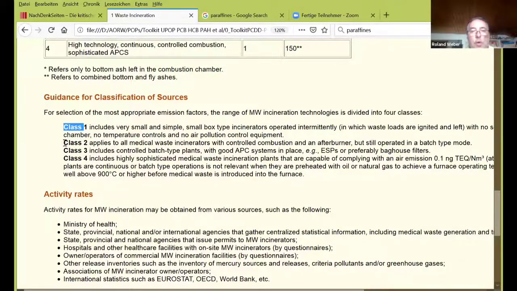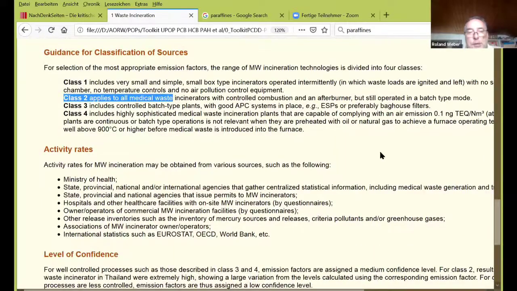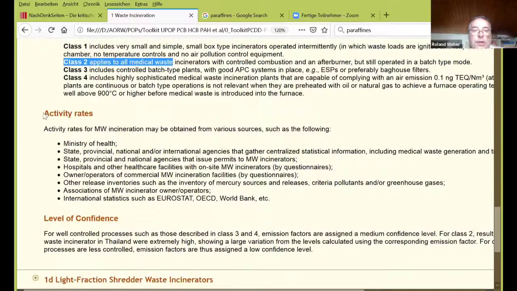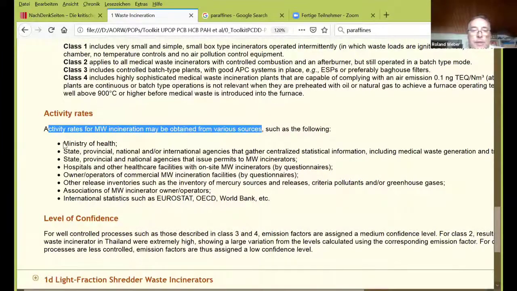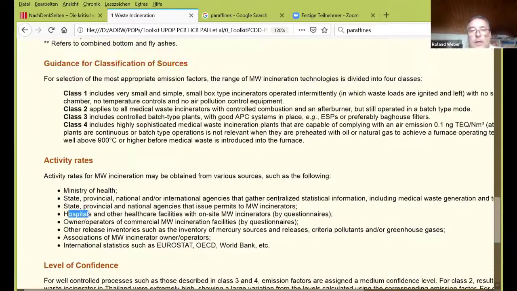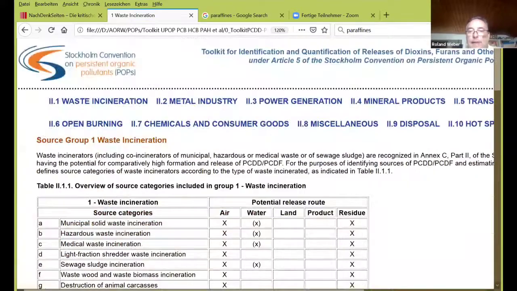So also this toolkit explains and helps you to understand what category the individual incinerator is, the same for the metal industry. And it even gives you some suggestions where you can get the activity rates. So you see here, activity rates for municipal waste incineration might be obtained, for example, from the Ministry of Health, from the state, provincial, from the hospitals. So all this you can find and you can very easily navigate.